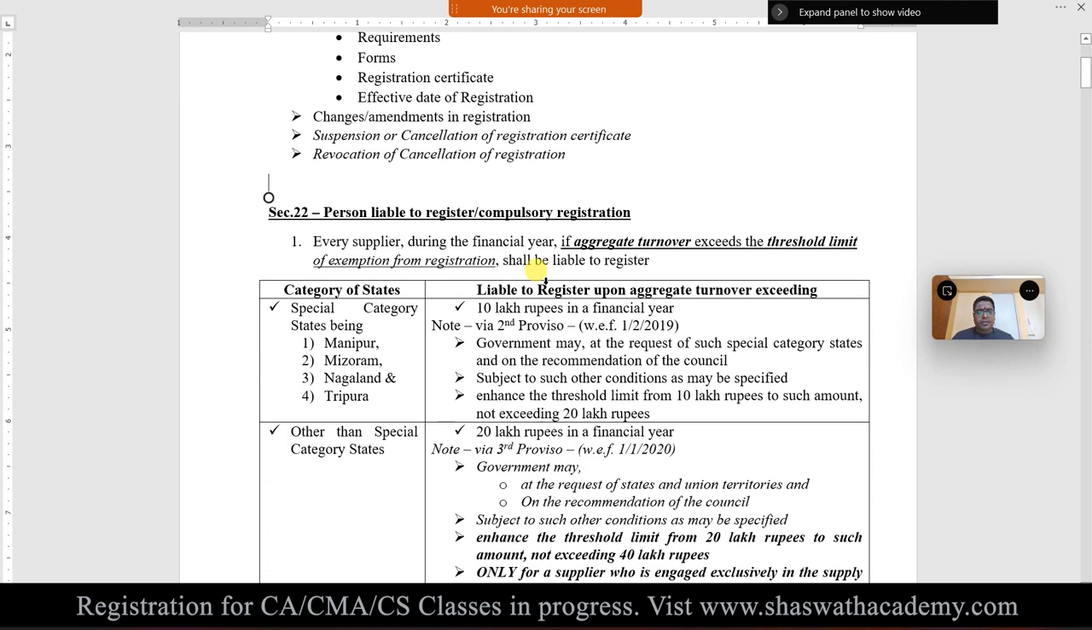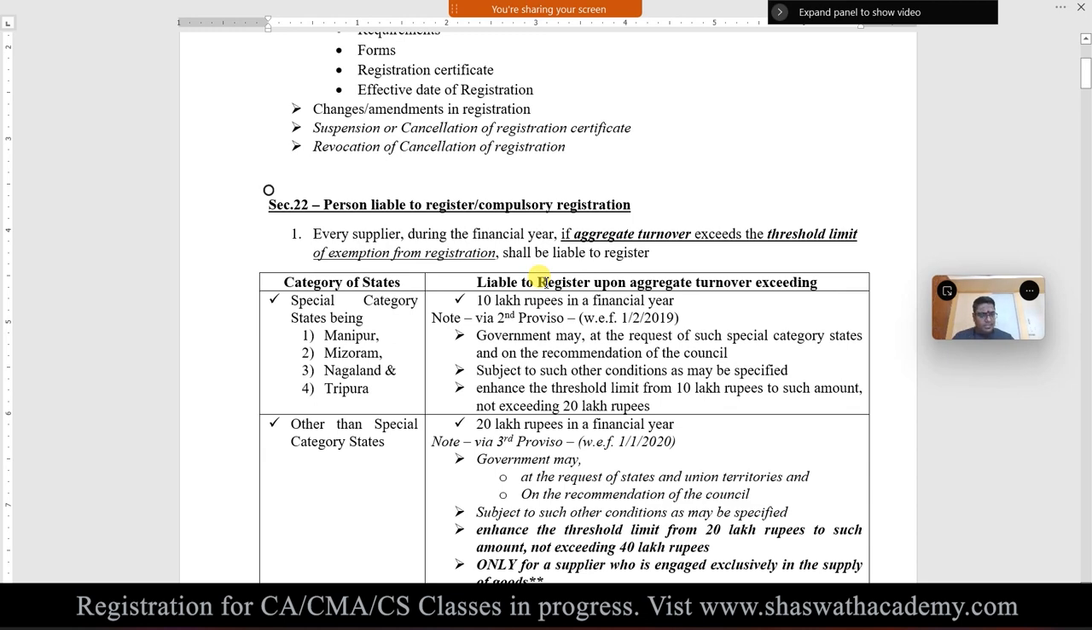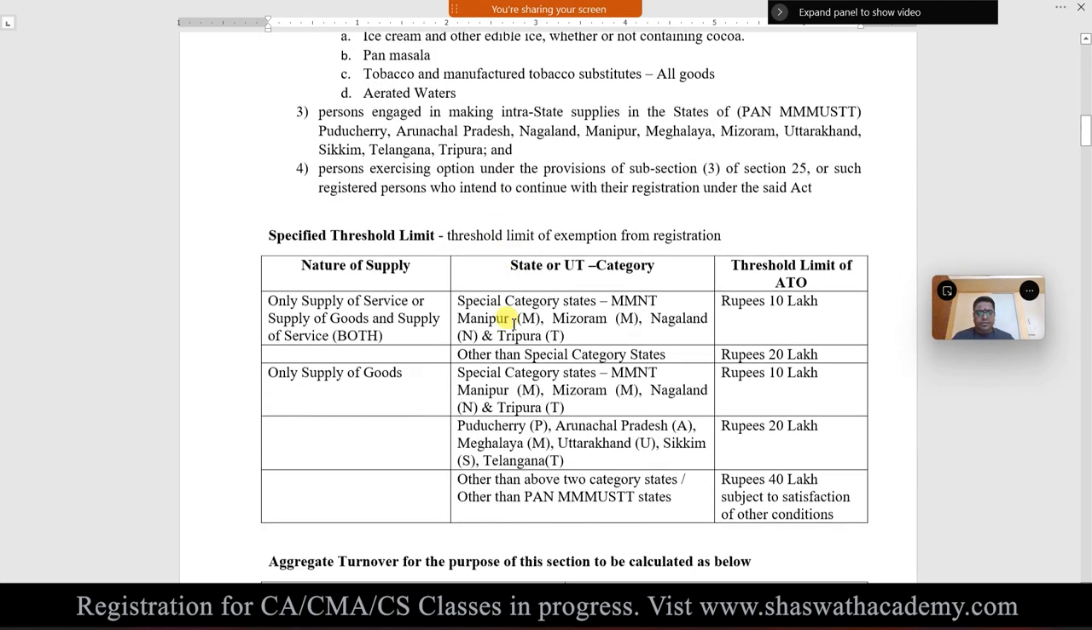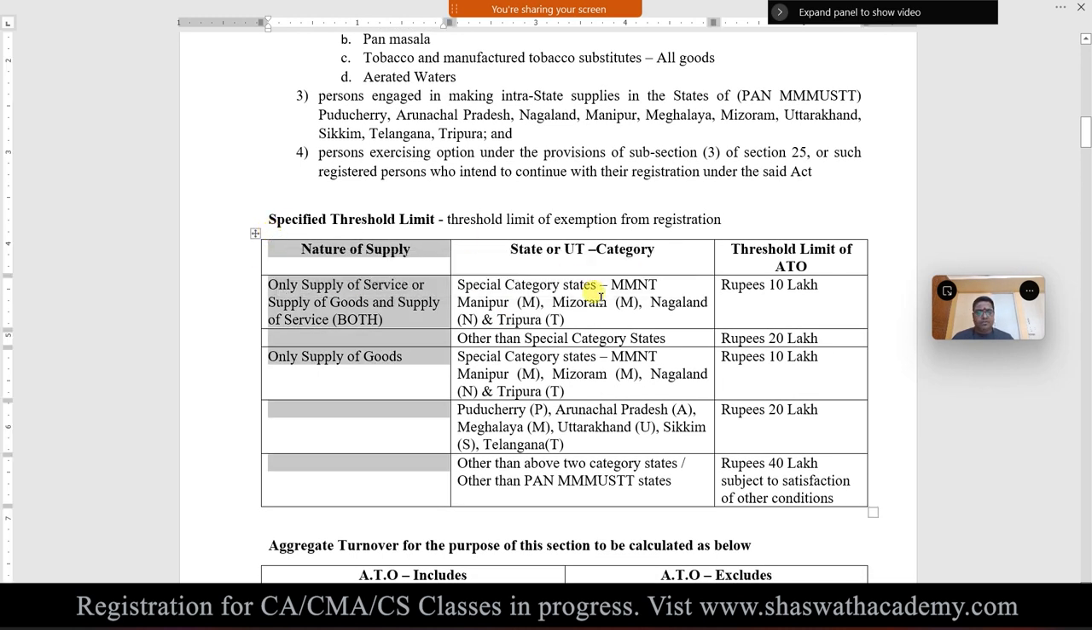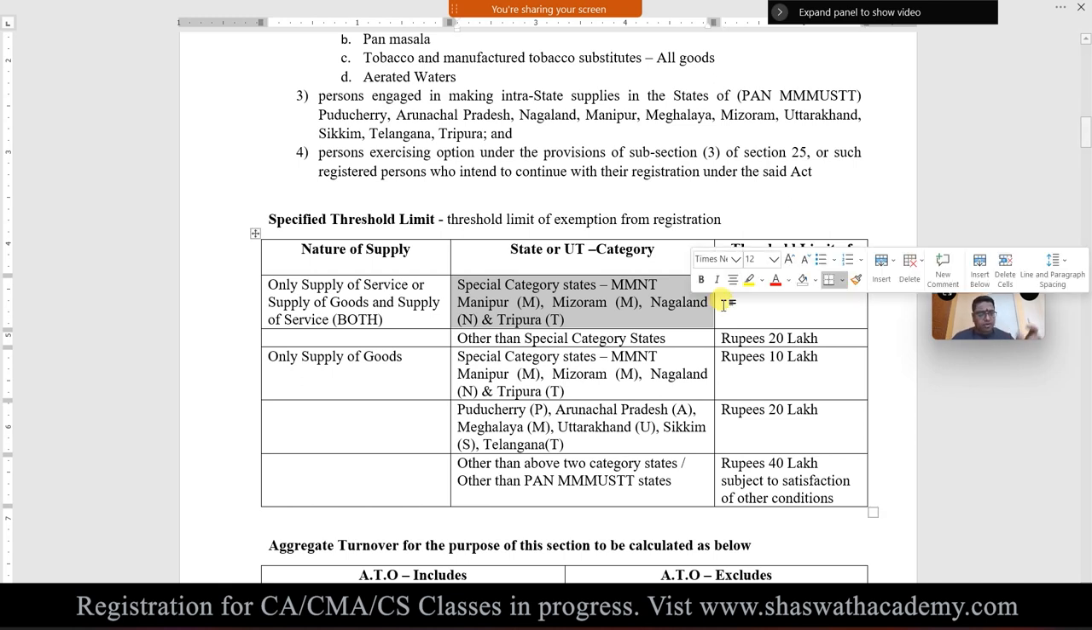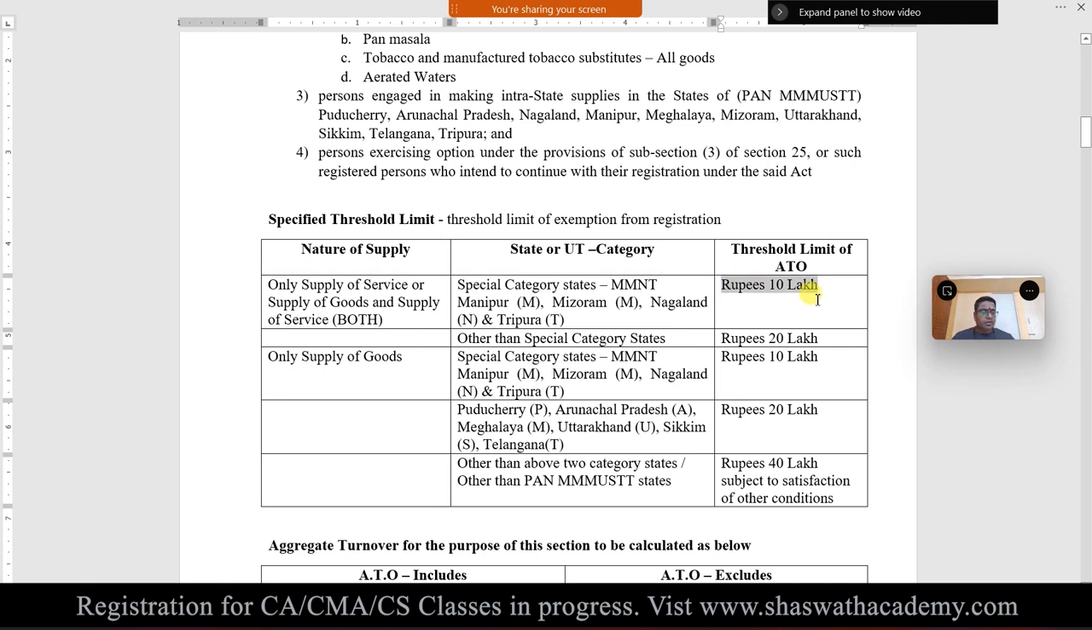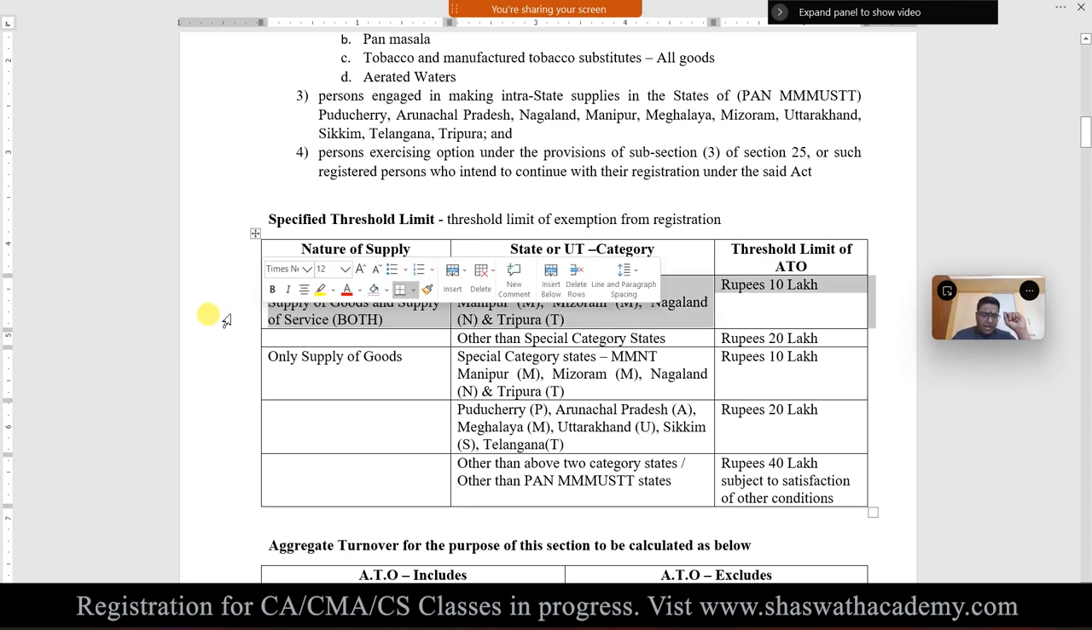First registration topic is, what is the threshold limit for one's registration? And for this, I'll present you a simple summary, a table which you can use for threshold limit registration. Sir, if you belong to MMNT states, Manipur, Mizoram, Nagaland and Tripura, the registration threshold limit will be 10 lakh. Whether you do goods or services or both does not matter. If you have a place of business and if you want to register, the threshold limit of these MMNT states is 10 lakhs.